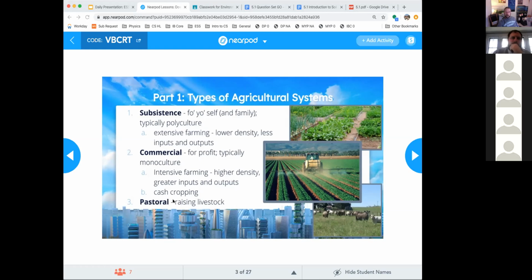And then you have pastoral agriculture. Pastoral agriculture is where we're talking about raising livestock. So that could be cows, pigs, goats, chickens, all sorts of different livestock, all right? And that's exclusively livestock, is pastoral.